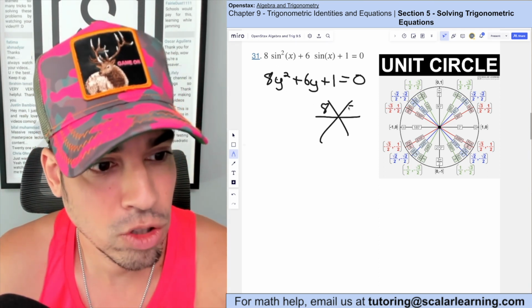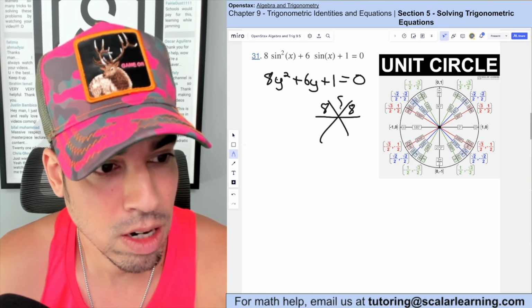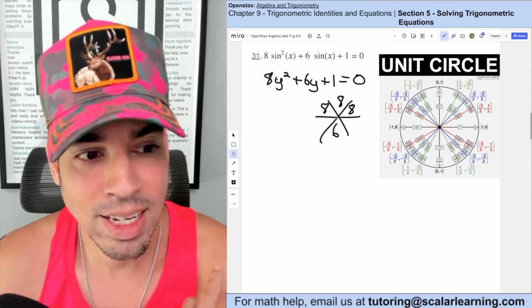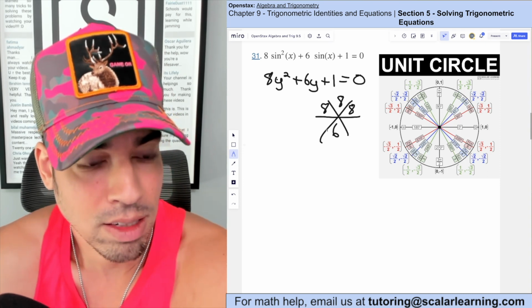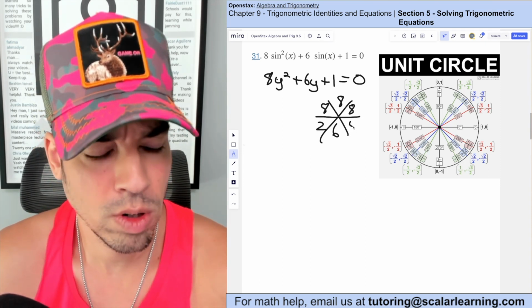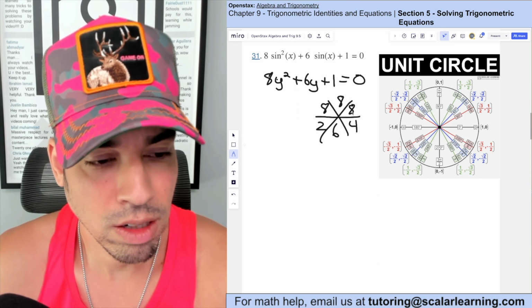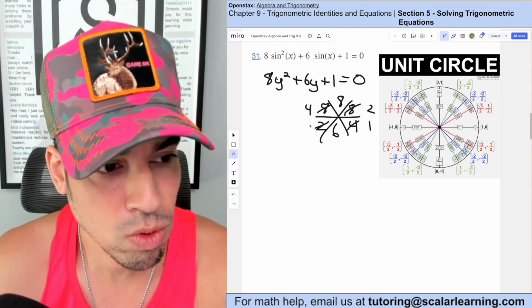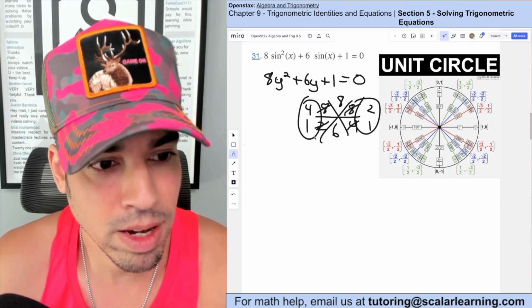So I'd have the a term here, a times c up here, and 6 down here. Then we ask the question, what two numbers, if any, multiply to 8 and add to 6? Well, we do have two. It's 2 and 4. And then we can reduce this like a fraction. 8 over 4 reduces to 2 over 1. 8 over 2 reduces to 4 over 1. And then these are the values for the factoring.